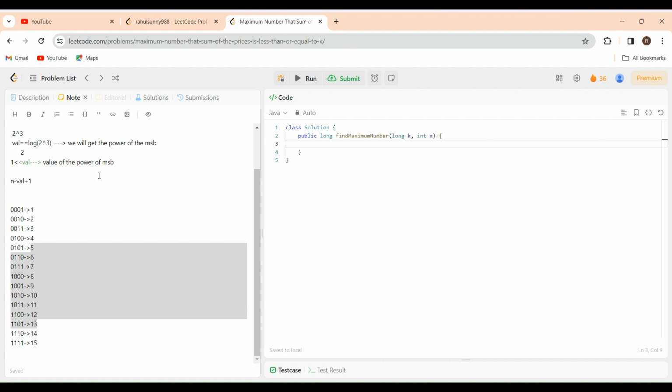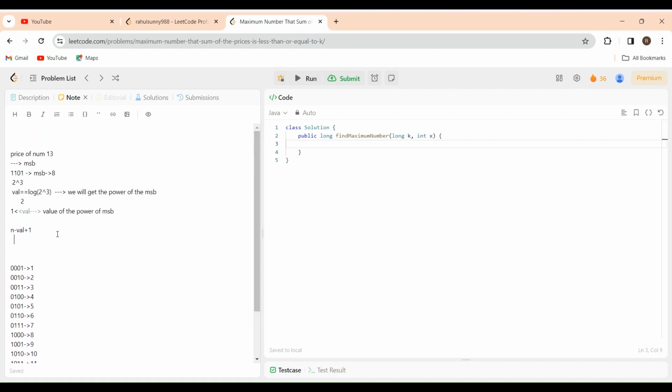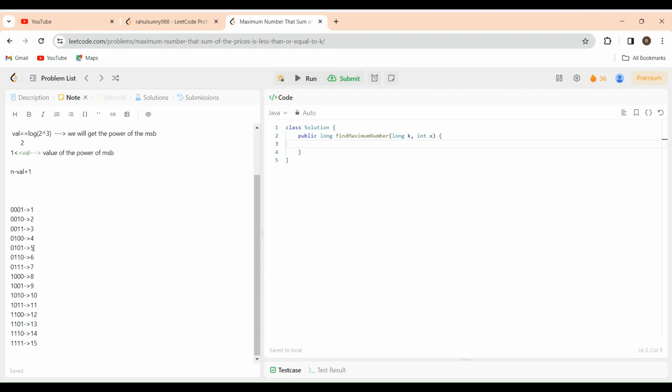So whatever it is, if the most significant bit is 16, we will be doing n minus 16. Up to that we will be considering the indexes, okay? If the most significant bit value is 4, then we will consider only those four values, and we will keep on doing it recursively, okay? First, for example 13, we got the most significant bit as 8, right? So from 13 down past 8, we need to count the number of set bits, okay?